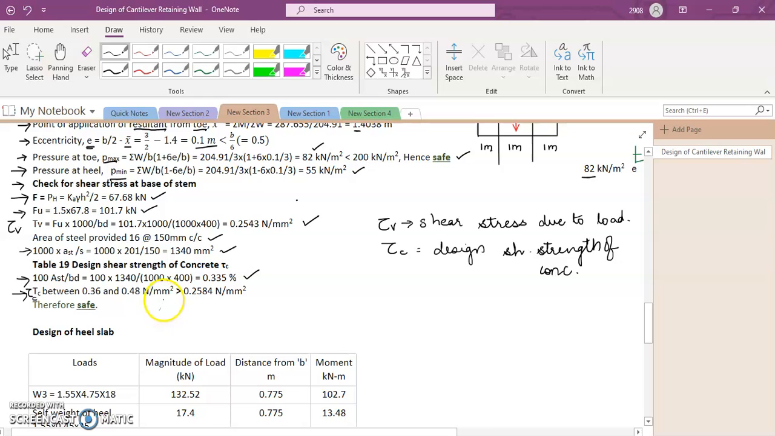I have not interpolated here because we are getting a value of tau v as 0.25, which is much lesser compared to how much the concrete can actually take. So the concrete can take somewhere between 0.36 and 0.48. That is, M20 grade of concrete can take a minimum value of 0.36 to 0.48 for that percentage of reinforcement that is provided. Therefore it is safe in shear.